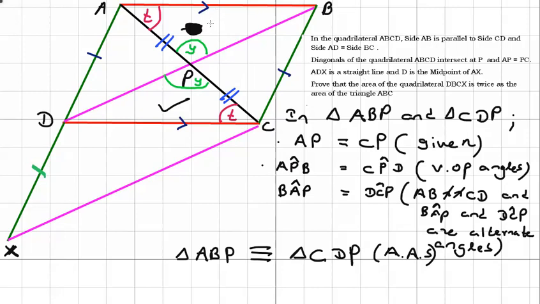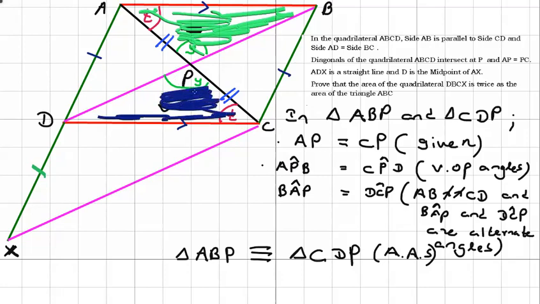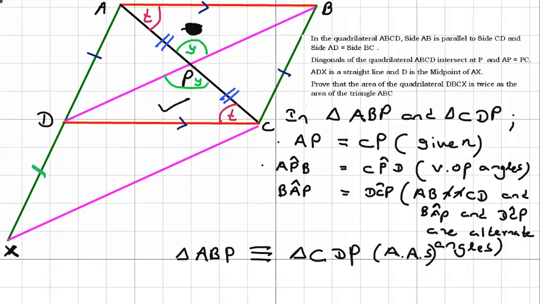All right. So now we have proven that triangle ABP is congruent to triangle CDP. The up triangle, let me color it and show you. That's this triangle is congruent to this blue color triangle. All right. So if triangles are congruent, their corresponding sides are equal. So then what can we say?